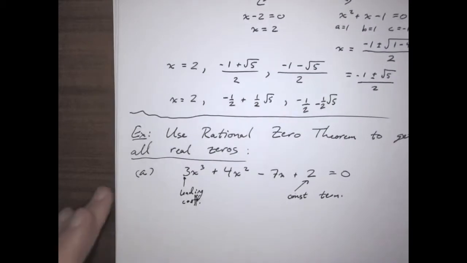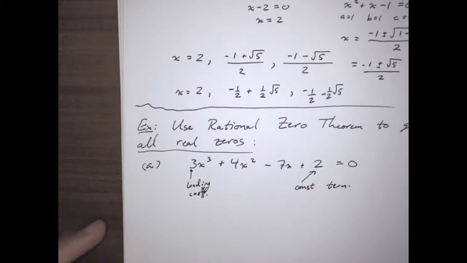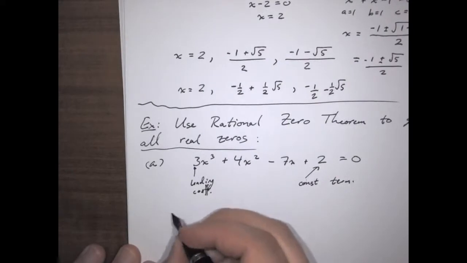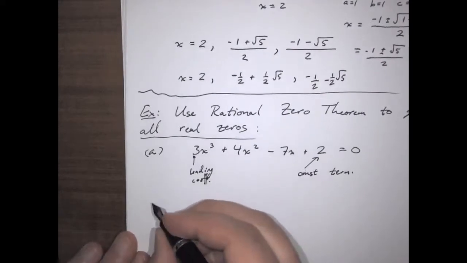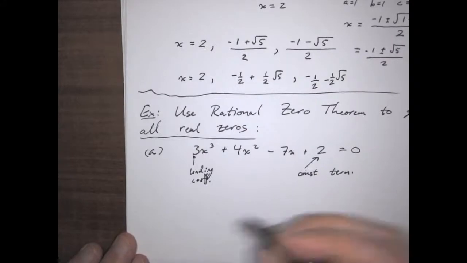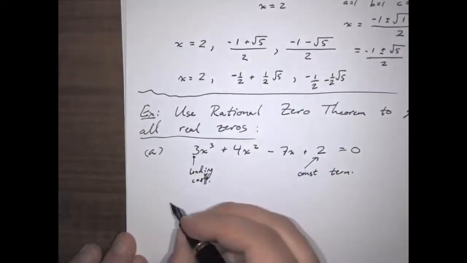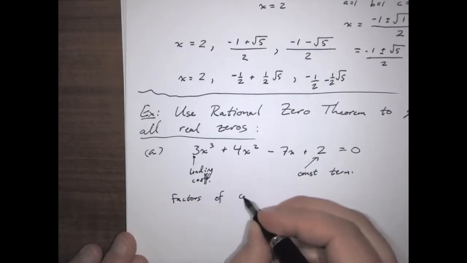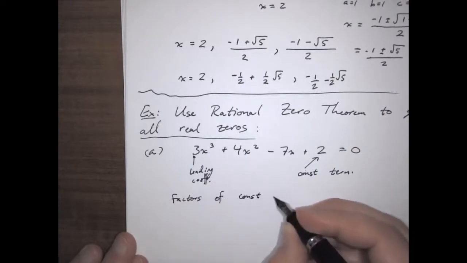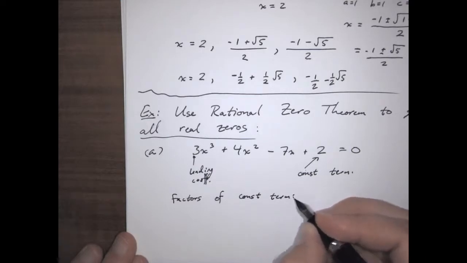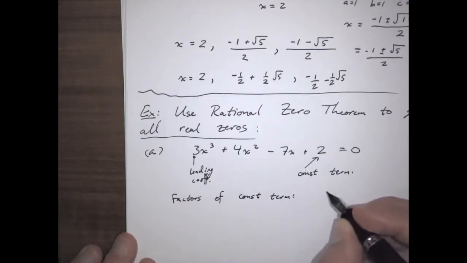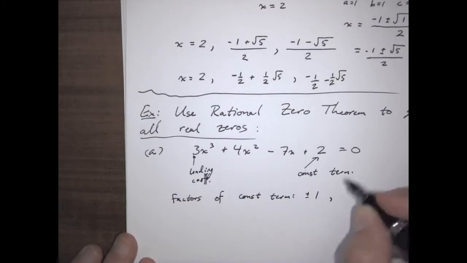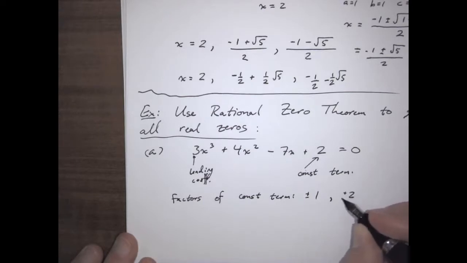So all possible candidates for a rational, as in a fractional root, one that doesn't require the use of the quadratic formula, something that instead can be done by factoring, are going to come from factors of this divided by factors of that. So let's think about what the factors of the constant term are. The constant term is 2, so we can break it down into plus or minus 1 and plus or minus 2.